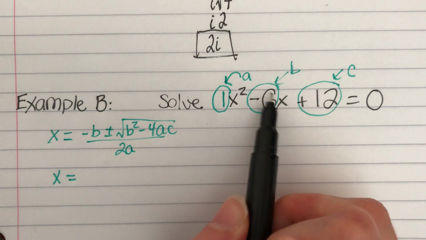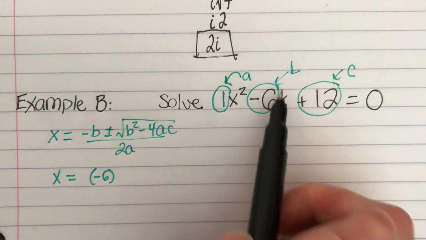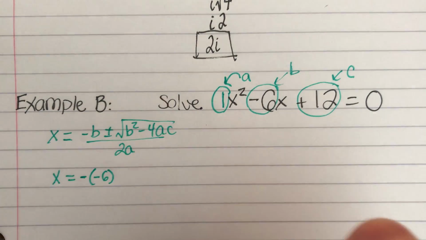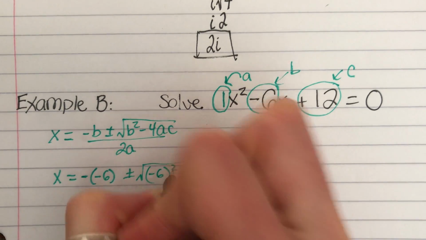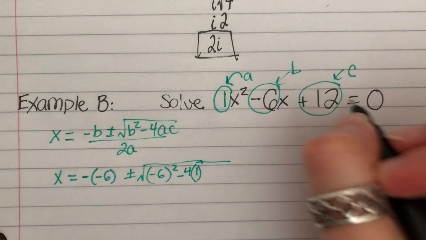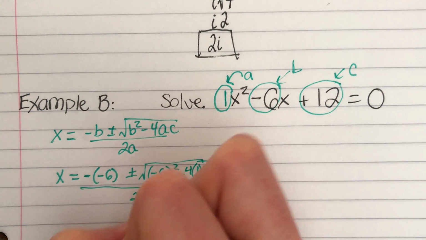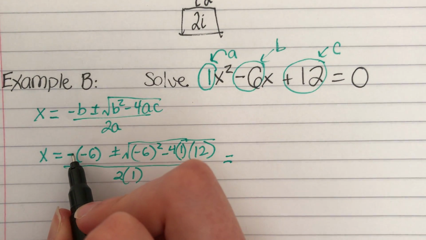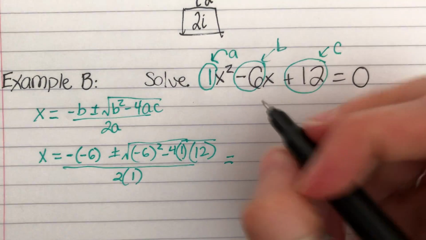So -b. b is -6. Just keep in mind that even though this b is already negative, the formula is still telling us we need to put another negative out in front. Plus or minus the square root of b, which is -6, squared, minus 4 times a, which is 1, times c, which is +12, all over 2 times a. This is just what we were working on two days ago in Miss Bab's video. So negative minus 6, two negatives will give us a +6.